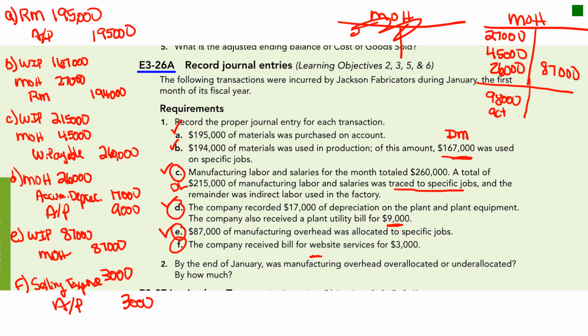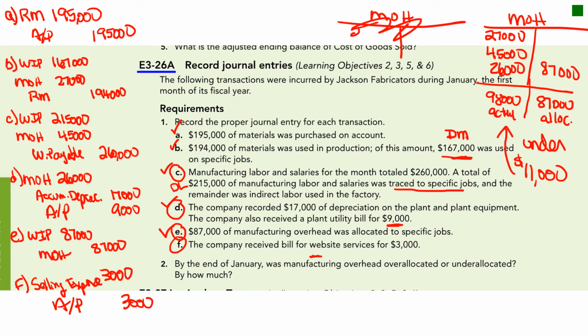So there's your actual. The allocated was 87. So you can see it wasn't exact. So in this case, we're under. We're going to be under allocated by the difference. And the difference in this case turns out to be $11,000. So basically you would have an $11,000 debit balance to overhead.